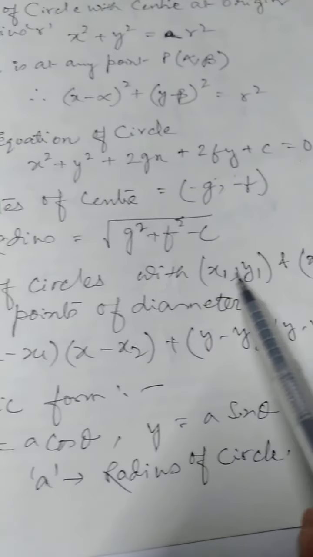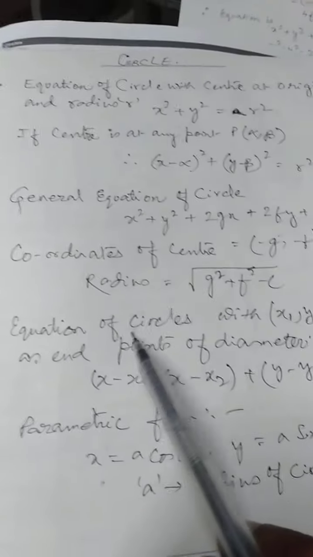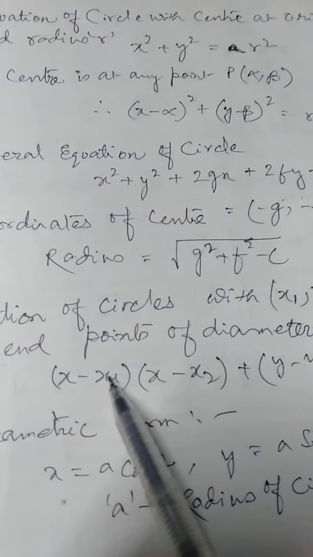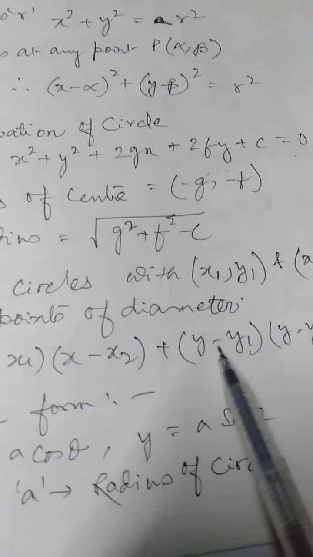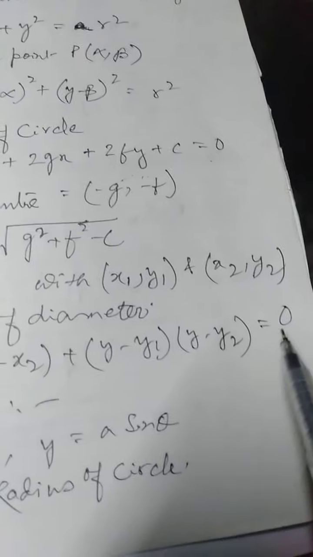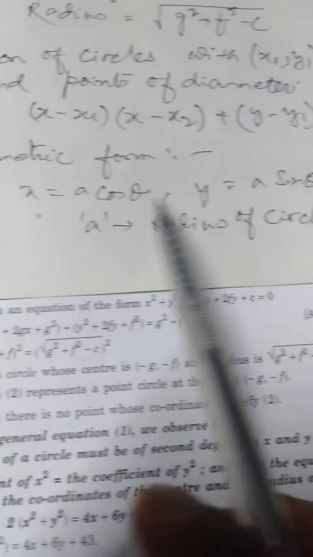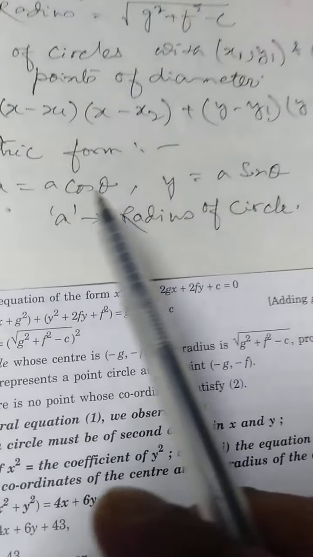Equation of circle with x1, y1 and x2, y2 as the end points of diameter. See, these are the two end points of any one diameter. Then the equation will be x minus x1, x minus x2 plus y minus y1, y minus y2 equals to 0. Parametric form of circle is what? x equal to a cos theta, y equal to a sin theta, where a is the radius of the circle.